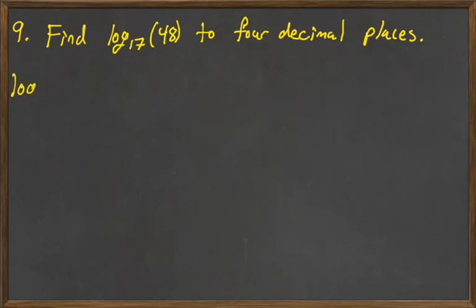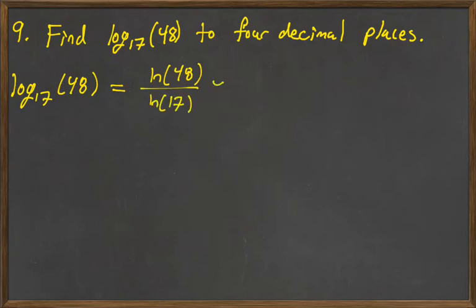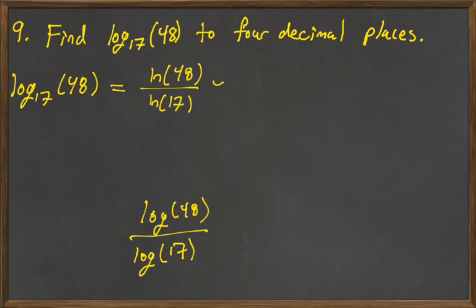Okay, so log base 17 of 48. So that's going to be the natural log of the argument over the natural log of the base. And certainly you can try it on your own, and you can find log of 48 over log of 17, and you'll get the same value here. So we're going to round it to 4 decimal places. So I'm going to put that in my calculator, and I'm going to write down 5 decimal places.